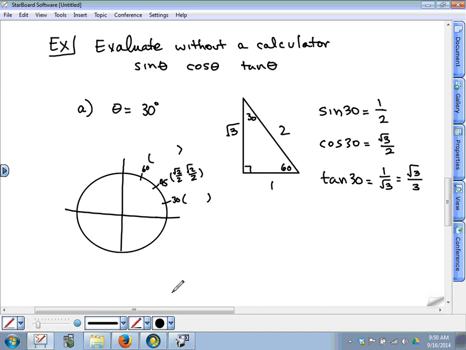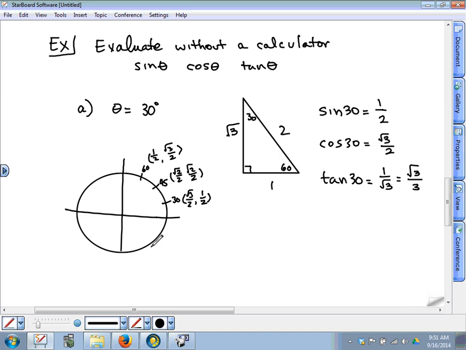What do you remember about the 30 degrees? So what were the x and y coordinates? Square root of 3 over 2, comma, 1 over 2. Oh yeah. Okay, and then the 60 degrees is the exact opposite. It's 1/2, square root of 3 over 2.